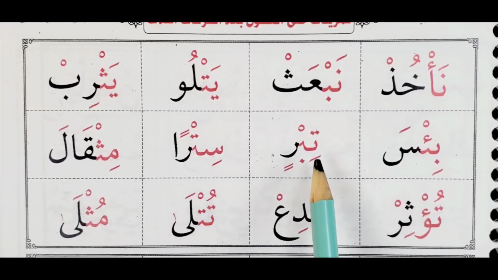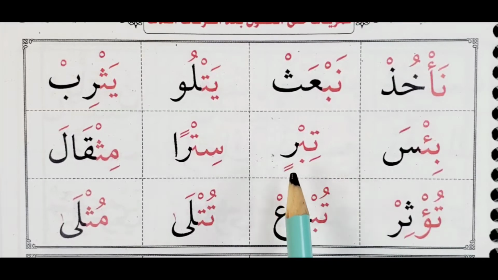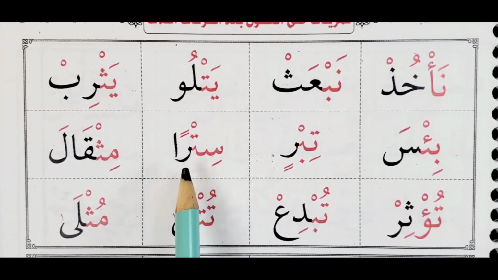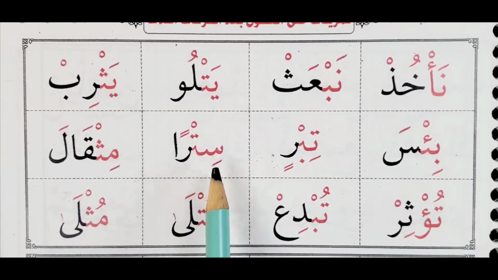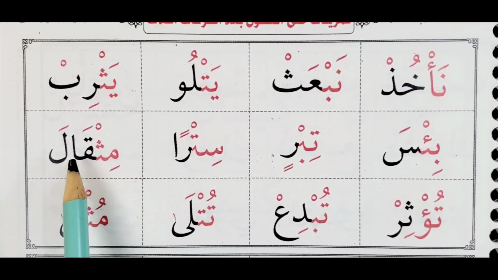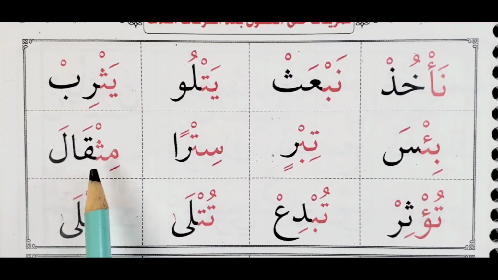Okay, Qalqala, we have to do the Qalqala. Tib, Tibrin. Then we have sit, sitran. Mithqala. Then we have tu'thir.